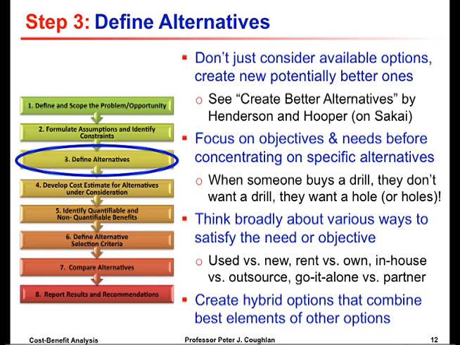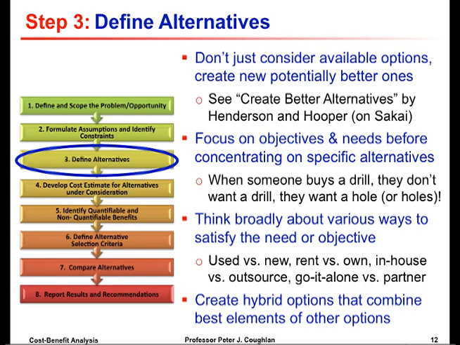Also, maybe instead of going it alone, we partner. Why don't we share this? We have this command, but we're also co-located with this command. Why don't we share a high-powered copier and partner instead of going it alone? So again, think broadly about the alternatives. Don't just think about the different copiers you could buy. Think about used versus new, rent versus own, in-house versus outsource, going alone versus partnering. Think much more broadly about the possible alternatives.